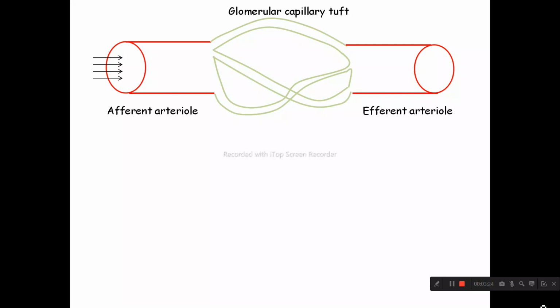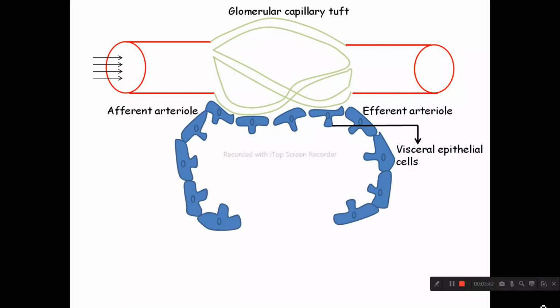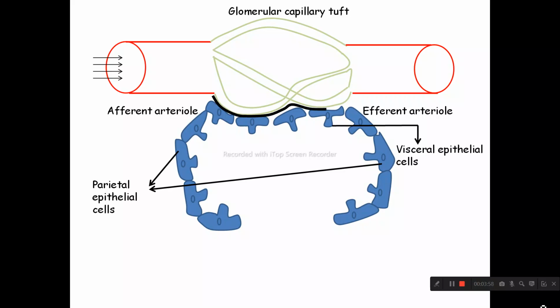Next, the glomerular capillary tuft is surrounded by, or invested by, double layered cells. Okay, so this is a very specialized double layer of cells. This is the first layer known as the visceral epithelial cell, and this is the other layer, the parietal epithelial cell. So we have the visceral epithelial cell and the parietal epithelial cell, that means the double layer of epithelial cells around the glomerulus. And here we have, yes, this is our basement membrane.